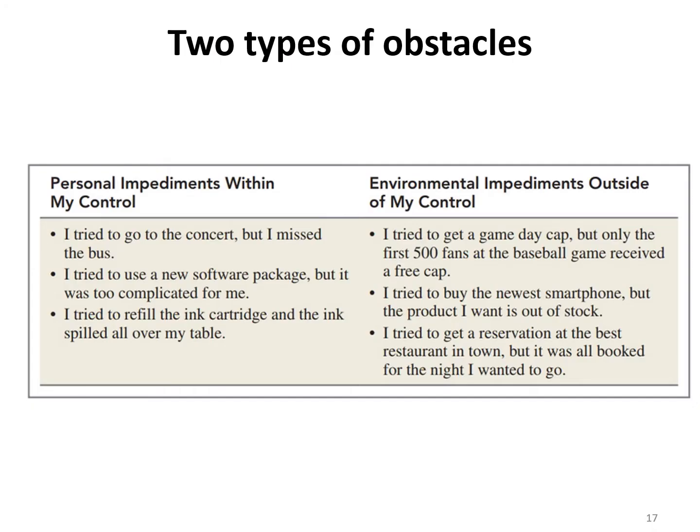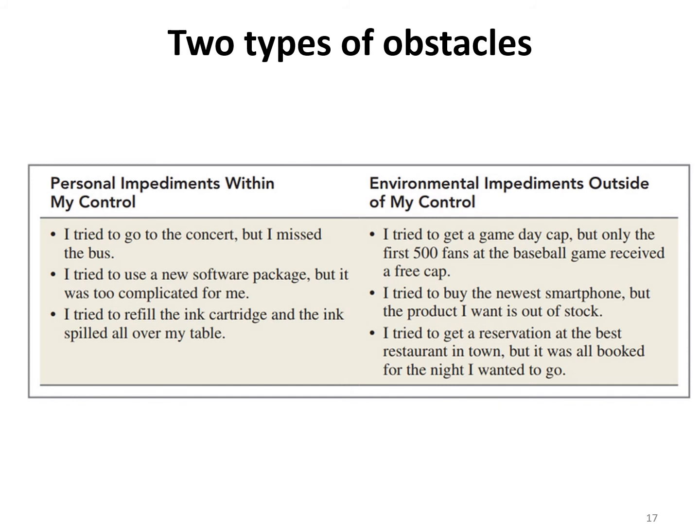These are two types of obstacles faced by the consumer. It can be personal impediments or environmental impediments. Personal impediments are something within the consumer's control. Just for example, they try to go to a concert, but they miss the bus. They try to buy a new software package, but it is too complicated for them. They try to refill the ink cartridge and the ink spilled all over the table.